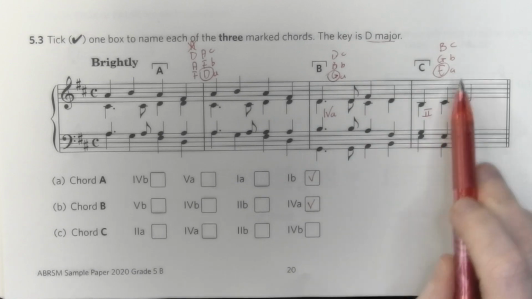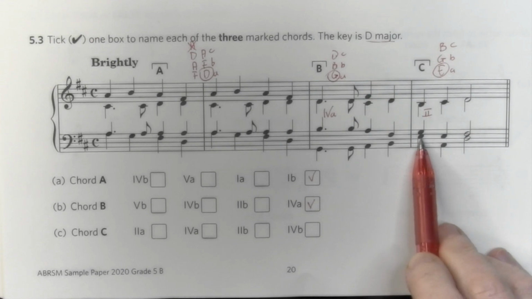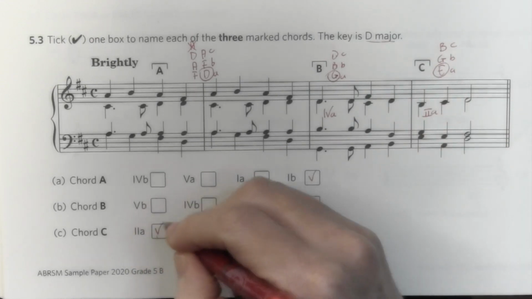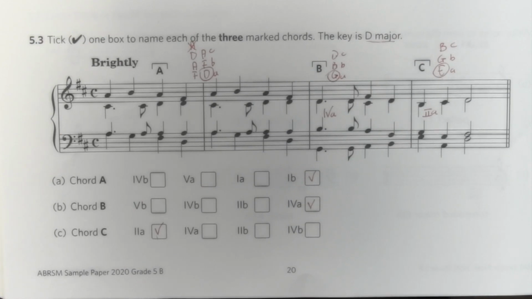And which note is at the bottom? Mi, Sol, or Si? Mi. So 2A. And this is our correct answer. Happy? Let me know. And we move on to terms, signs and instruments.